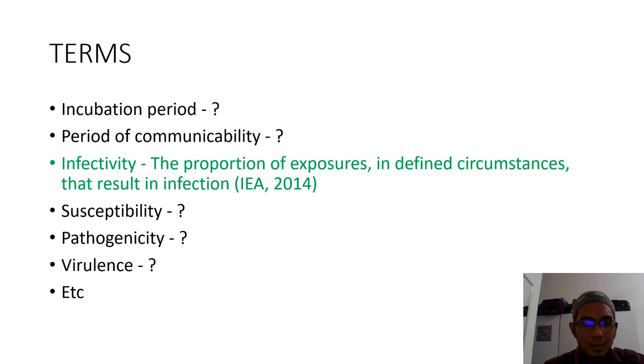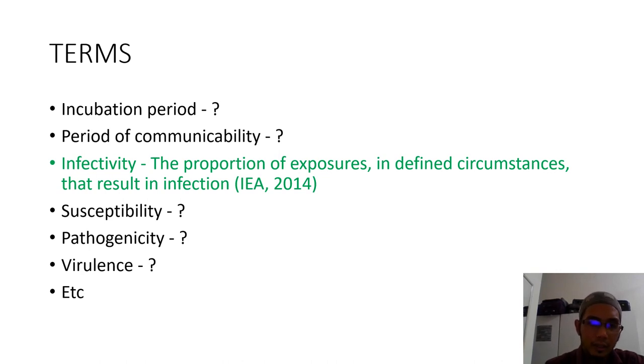Next one is period of communicability. Period of communicability is the period of infectiousness. It's different from the incubation period, because this is the time when the infection can be transmitted to another person. For example, if the IP is 7 days, the period of communicability of the disease can be, for example, 2 days before and 2 days after the IP. So 2 days before the IP of 7 days means the 5th day, and 2 days after means the ninth day after getting the infection. This is the time where the person becomes very infectious.